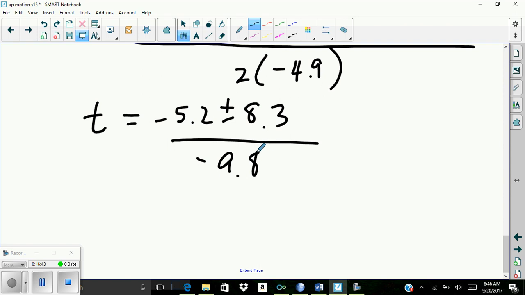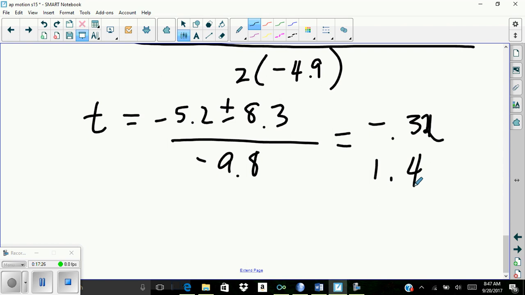Now, we're going to go ahead and solve this. If you get a negative root, you throw it away. So we take negative 5.2 plus 8.3 divided by negative 9.8, and that gives me a negative time. Okay, so that did not work. Okay, so I get two answers. The first one is negative 0.32. Okay, the second answer is when I do the minus. So I take negative 5.2 minus 8.3, divide that by negative 9.8, and I get 1.34 seconds or 1.4 seconds.